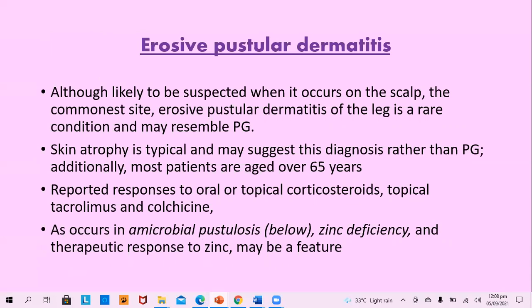Two other non-specific neutrophilic conditions: erosive pustular dermatitis, although likely to be suspected when it occurs on the scalp, which is the commonest site. Erosive pustular dermatitis of the leg is a rarity and resembles PG. Skin atrophy is typical and may suggest this diagnosis rather than PG, because in PG there is cribriform scarring. Most patients are aged over 65 years. Reported response to oral or topical corticosteroid or topical tacrolimus and colchicine. As occurs in amicrobial pustulosis, zinc deficiency and therapeutic response to zinc may be a feature.